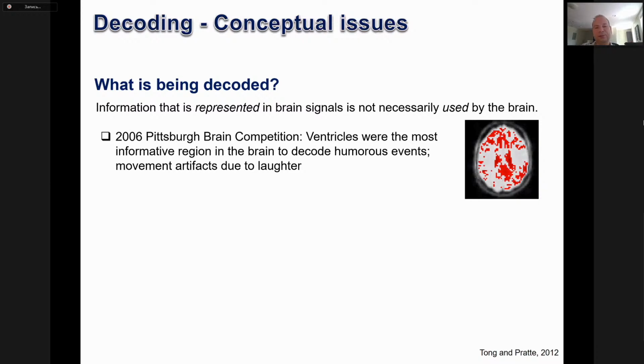But it turned out that the critical voxels contributing to this decoding were the ventricles. And ventricles are areas in the head filled with cerebrospinal fluid. So there are no neurons there, there is a fluid there. So we can decode from these signals, but they're really not useful brain signals. What actually happened is that when participants were looking at humorous segments, they were laughing, and this created motion artifacts which one is able to decode. So we should be careful what we decode, because not all signals are used by the brain.